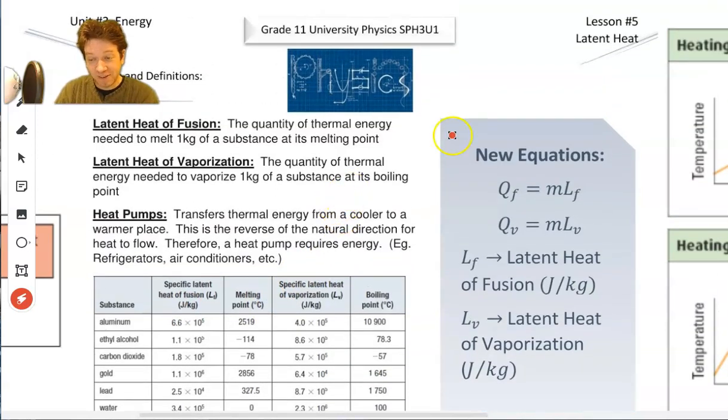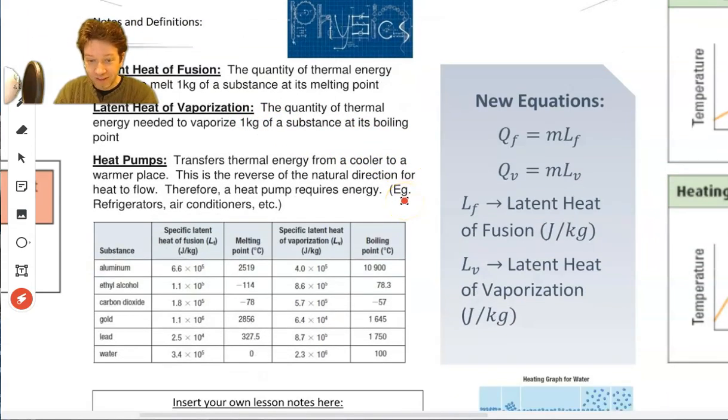Now we have a very similar formula for vaporization, but you'll notice the only difference is the subscripts. The heat for vaporization, so we do subscript V, equals mass times the latent heat of vaporization. Now, very important, latent heat of vaporization seems similar to fusion, which it is. It's the amount of thermal energy needed to vaporize 1 kilogram of a substance at its boiling point. But very important, it's not the same. LV is not the same as LF.